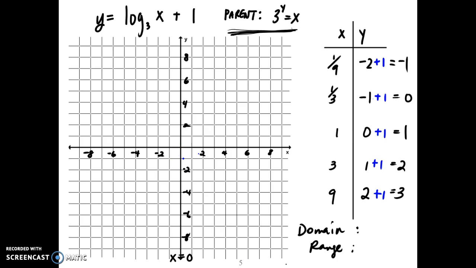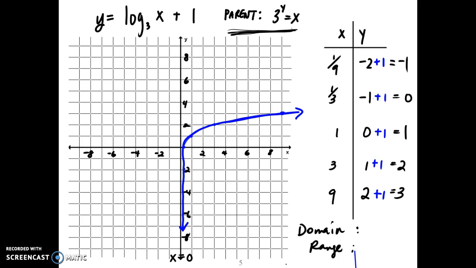And then I need 1/3, 0, which is my x-intercept. I need 1, 1. I need 3, 2. And then I need 9, 3. So 9, 3 would go there. And so then I try to create a nice curve that does not cross over the y-axis. And it's easier to do with pencil, but it looks something like this. And again, you want to represent a graph that does not touch the y-axis.